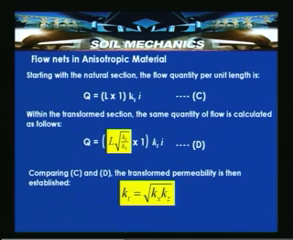Within the transformed section, the same quantity of flow is calculated as follows, but now the length is the transformed length, which is nothing but L into root over kz by kx, into 1, that is the area through which the flow is occurring, with permeability Kt, but the same hydraulic gradient I. Let us call that equation D. Comparing C and D, the transformed permeability can be obtained as Kt is equal to root over kx kz. So, if anisotropicity is there and kx is not equal to kz, the transformed permeability can be obtained by taking the square root of kx and kz, or k horizontal into k vertical.